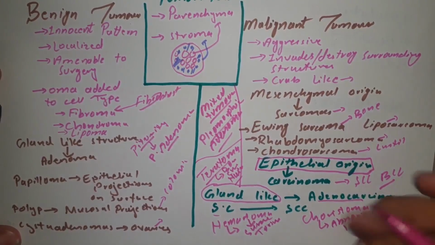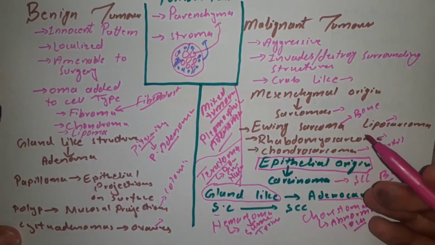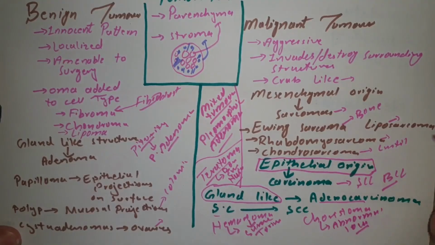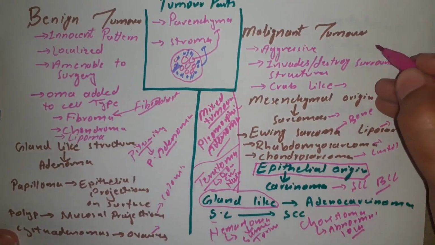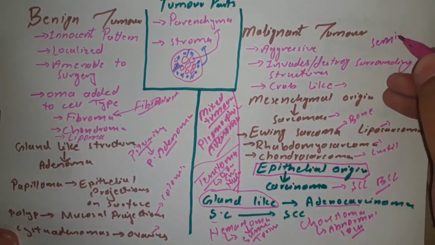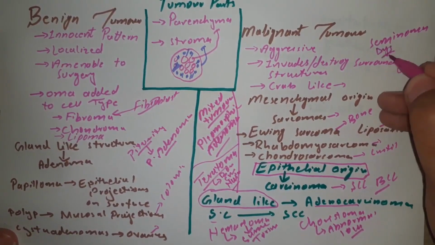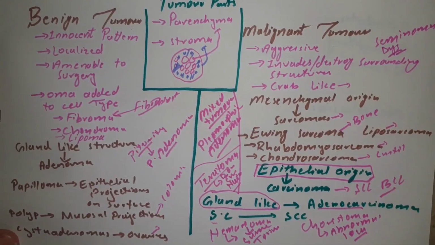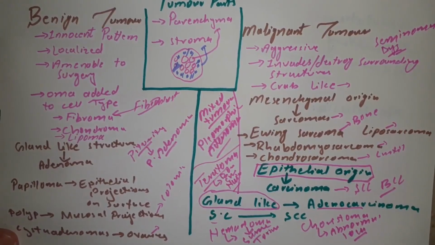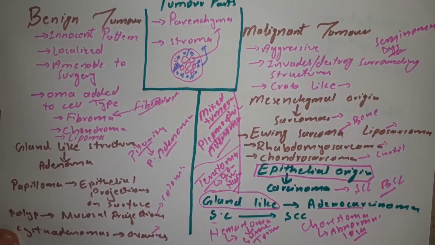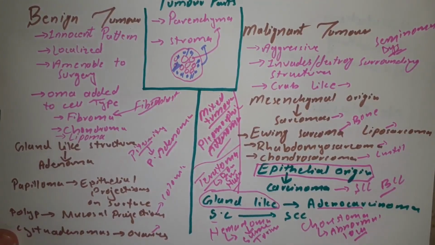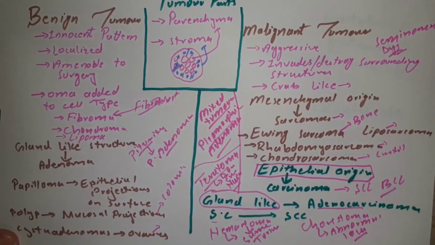And some tumors, as we have already discussed, do not fit into this classification. For example, seminoma is a testicular tumor which does not fit into this classification. In the same way, dysgerminoma is an ovarian tumor of the female genital tract, and so on. So this classification is not general. There are many tumors that do not fit into this classification. So it is a general overview.